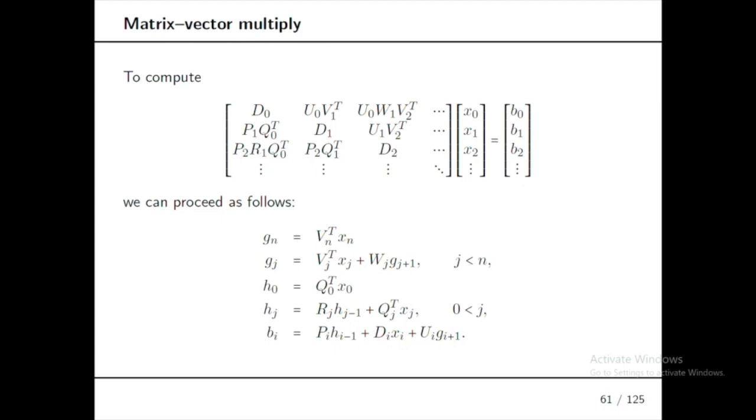Notice this is a left-going recursion. You need to find gn first, and then you go to the left, gn minus 1, gn minus 2, like that. I'll show you a state flow diagram for this. There's an exactly similar calculation for the lower triangular part with the q zeros, but it goes to the right and it looks like that. It's a mirror image of that.